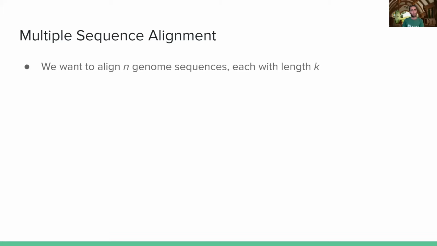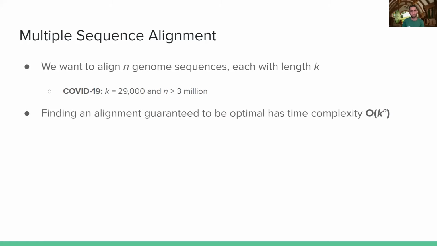And basically, I want to align n genome sequences. So n is the number of genome sequences, and each genome sequence is length k. So with COVID-19, the SARS-CoV-2 genome is roughly 29,000 letters long. And n, the number of genome sequences globally, is over 3 million.